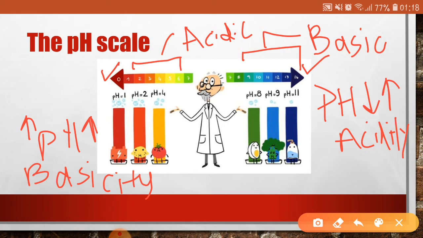Higher the pH, higher the basicity. If you have two solutions, solution A and B, both are basic solutions, and the solution A has a pH 14 and the solution B has pH 13, then the solution A would be more basic than the solution B.